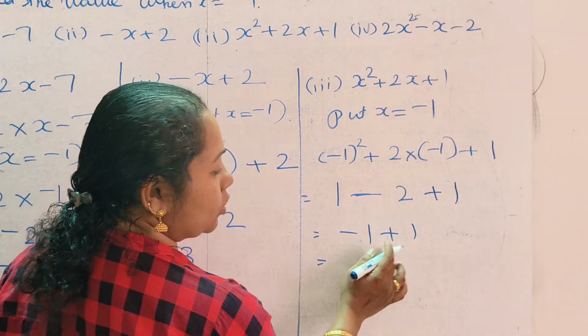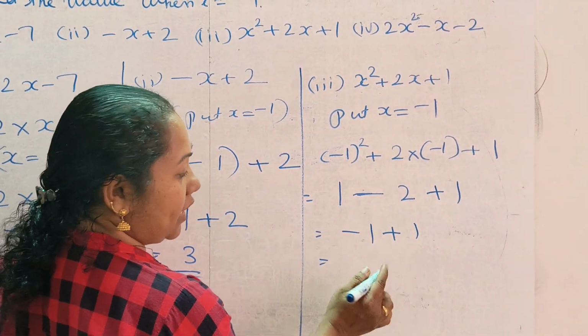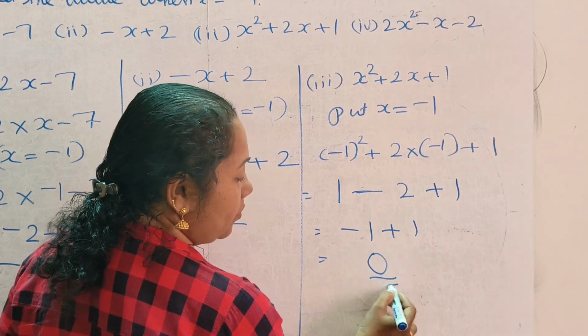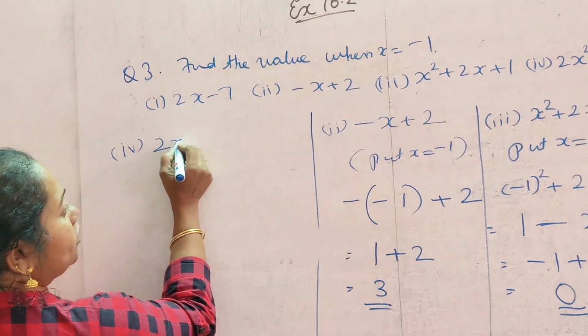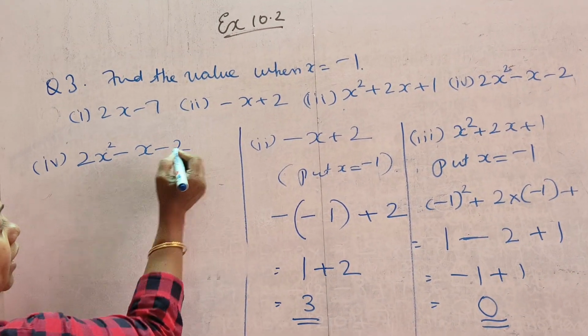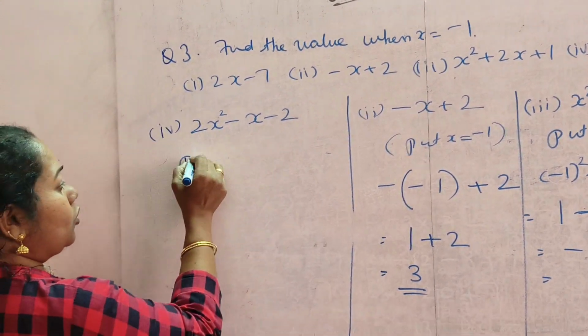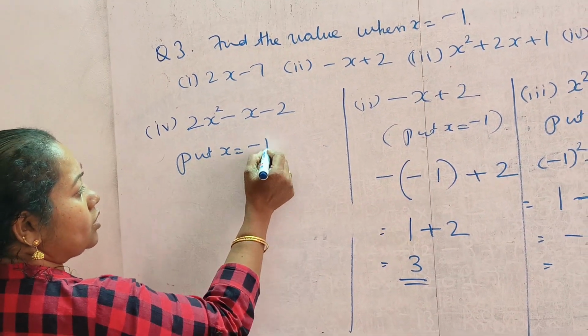That is minus 1 plus 1. Minus 1 plus 1, both are the same number with different signs, so it will be cancelled out. The answer will be 1 minus 1, that is 0. So 4, 2x squared minus x minus 2. Again put x equals minus 1.